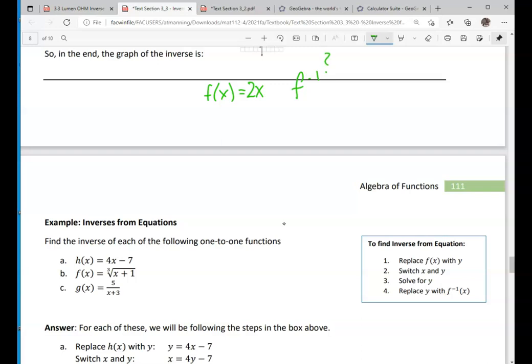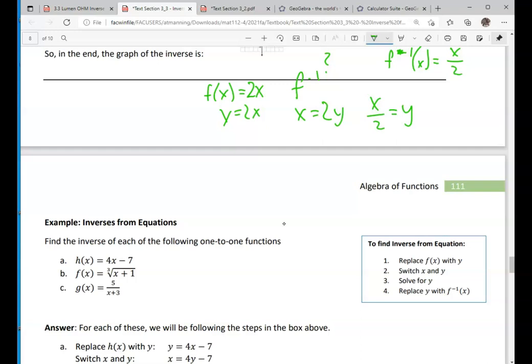Well, remember this is like y equals 2x. Switch the x and the y, which gives us x equals 2y. Solve for y, divide both sides by 2. X over 2 equals y. Well, this becomes my inverse. Now I know f of negative 1 of x is x over 2.